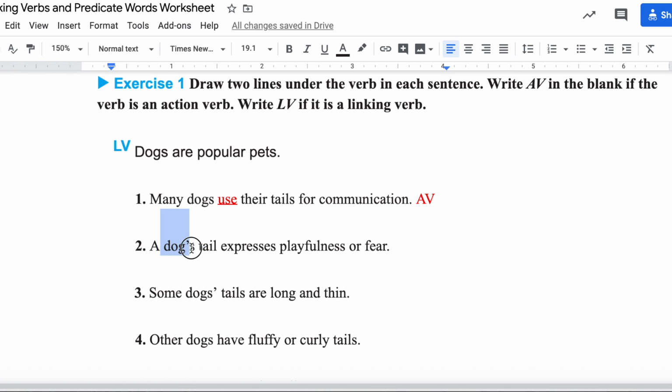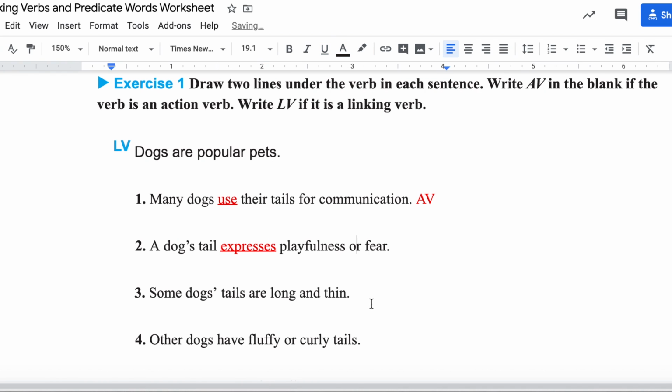Is it starting to sound familiar to you guys? We talked about complete subjects, simple subjects. We talked about that. I know it's been a while. Okay, so a dog's tail does what? What does it do? Does it express playfulness or does it express fear? Go ahead and say your answer out loud or in your head. It expresses. This is the verb.